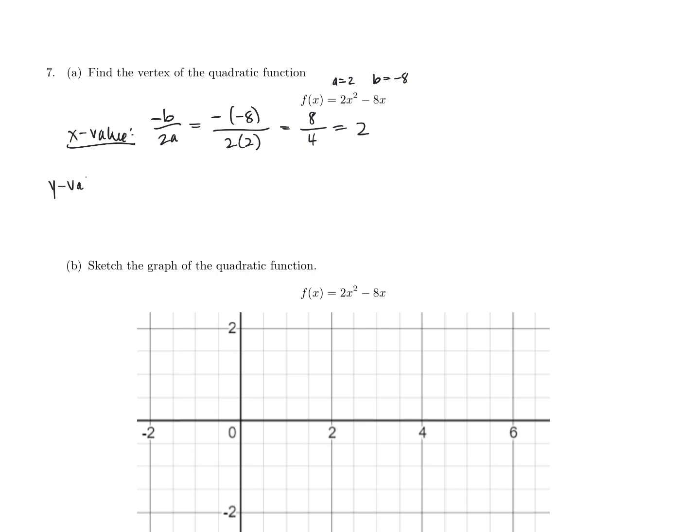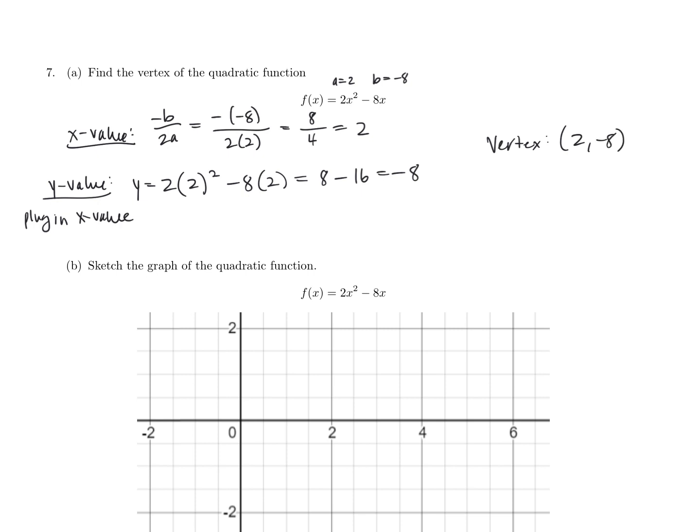To find the y value of the vertex, you simply plug in the x value that you just found and then simplify. So y equals 2 times x squared, x is 2, minus 8 times x. So 2 squared is 4, times 2 is 8. 8 times 2 is 16, so we end up getting 8 minus 16, which is -8. So there's my y value. Now putting that together, (2, -8) as an ordered pair is my vertex.